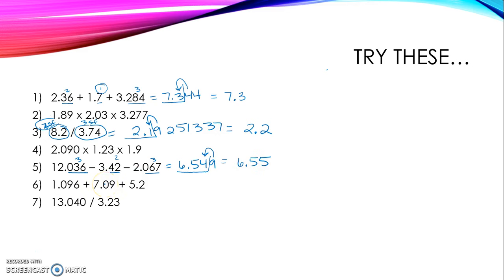For number 7, we have 13.040 divided by 3.23, and the calculator gives us 4.0371517. It doesn't matter. Significant figures: in this number there are 5, and in this number there are 3. Which one's smaller? 3. So we keep the 4. Is the 0 significant? Yes, because it's in between 2 non-zeros. And the 3. Does the 7 make the 3 change? Yes, it does. So it should be 4.04.